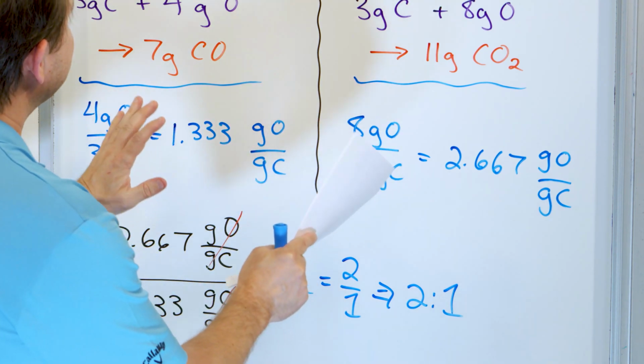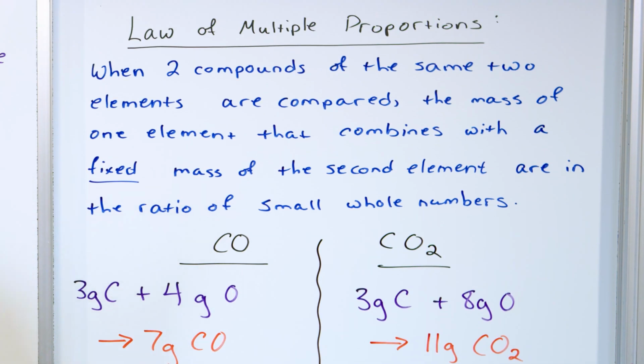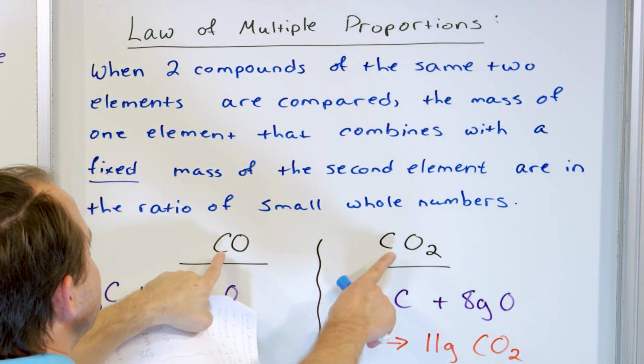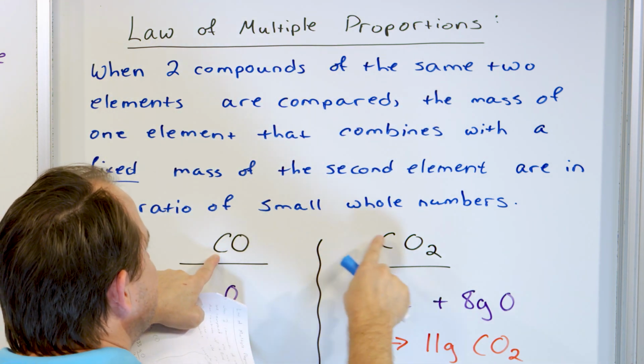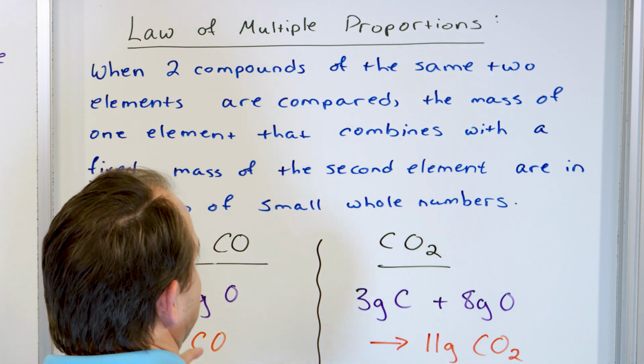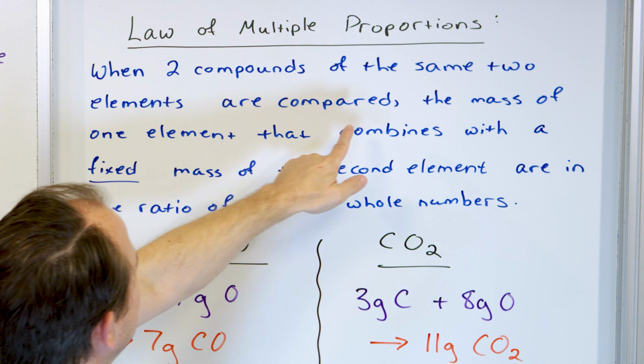So now that we've done this, let's read the thing again and see if it makes any sense. When 2 compounds of the same 2 elements are compared, 2 compounds, same 2 elements, carbon and oxygen, are compared. Of course, the subscripts are different, but it's the same 2 elements, and we are comparing, so we're good up to here.